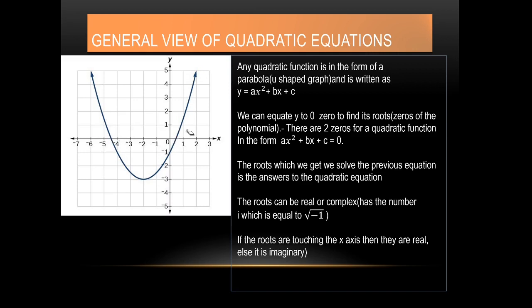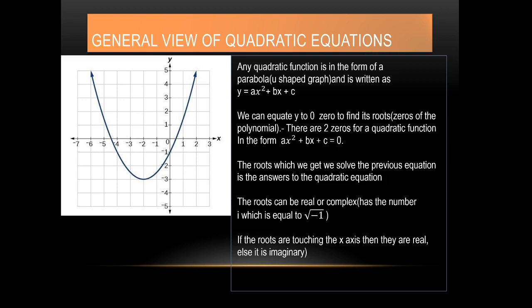When we find the answer for a quadratic equation, we equate the whole equation to 0 and find the roots, which are the zeros. The roots can either be complex or real. A quadratic equation always has two roots, and they can be complex or real. Real roots occur when the graph touches the x-axis. So here, these two are the real roots.